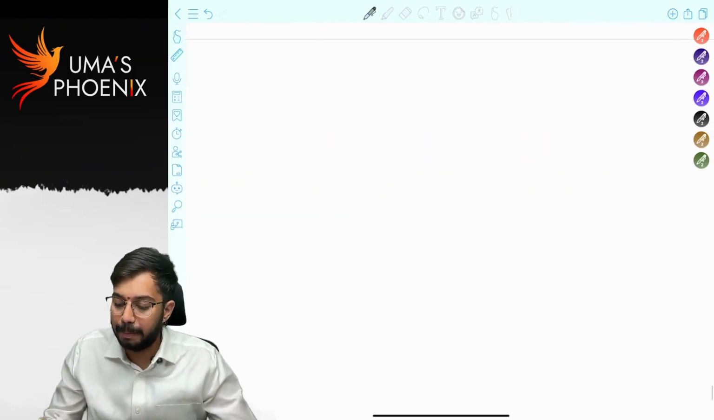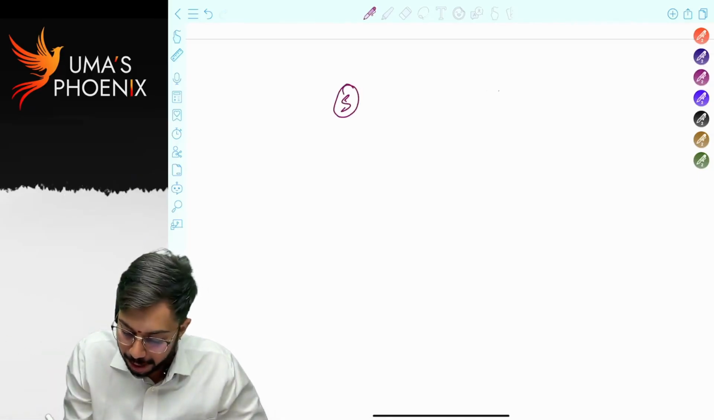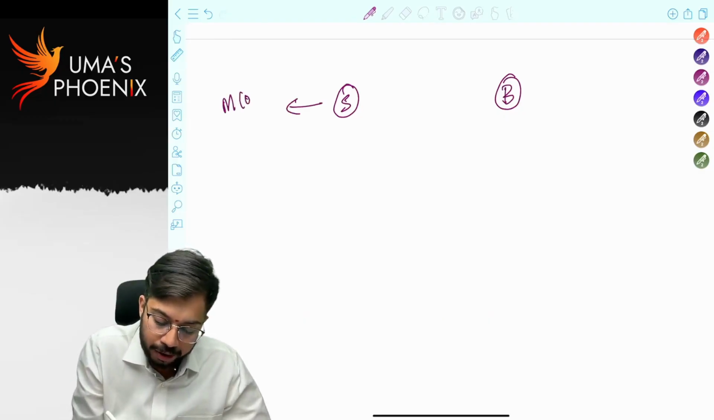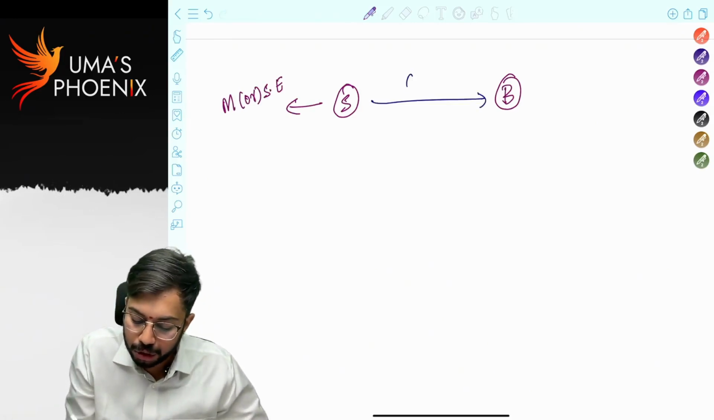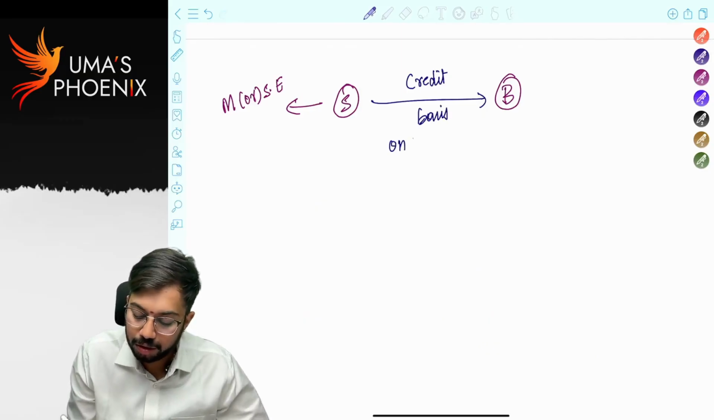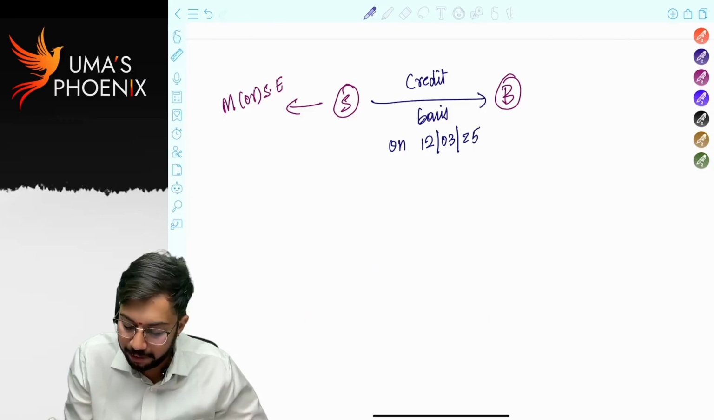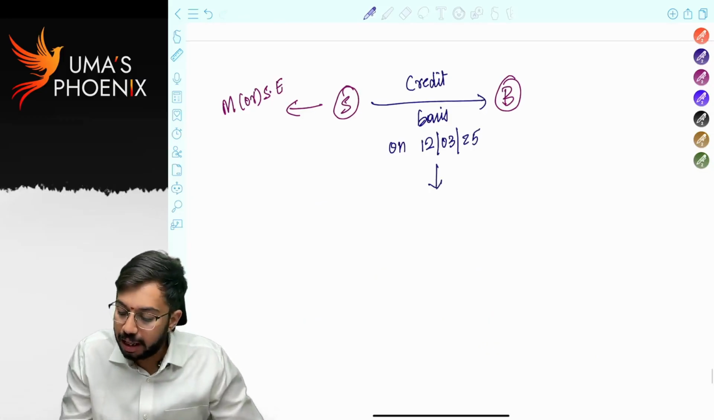I will tell one example. Supplier is there, buyer is there. Supplier is a micro or small enterprise. Supplier sold goods on credit basis on 12th March 2025. When were the goods sold? On 12th March 2025. There is an agreement.